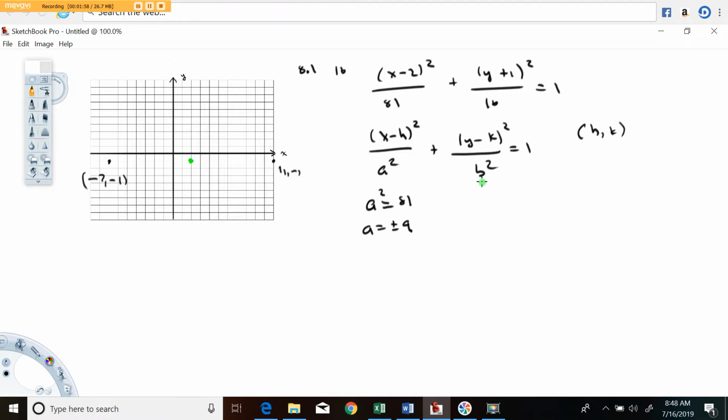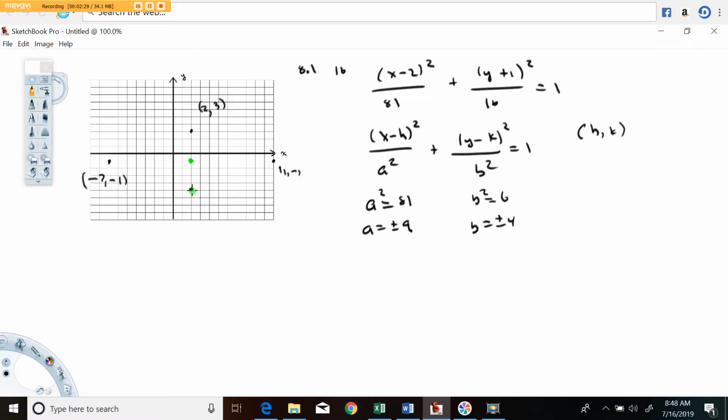Now, the semi-minor axis. 16 is equal to b squared, so b is equal to plus or minus 4. That means if I go from the center up 4, 1, 2, 3, 4, there's a point. This would be the point (2, 3), because the y coordinate was negative 1. Yep, add 4, there's the 3. And if we go down 4 units, 1, 2, 3, 4, there's a point.